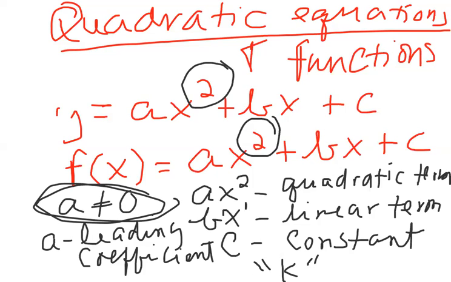It has the power of 2. Bx is your linear term. C is your constant term. And then, guys, here's another one. A, the number in front of x squared, also referred to as the coefficient. We call that the leading coefficient. And the reason we call it the leading coefficient is because it's the number in front of the term with the highest power.